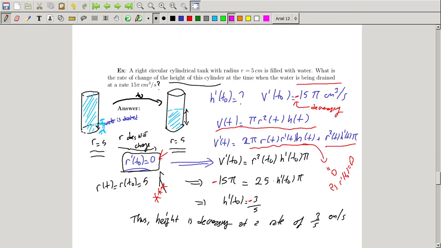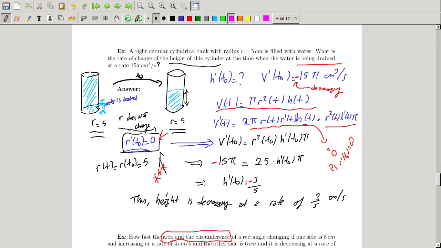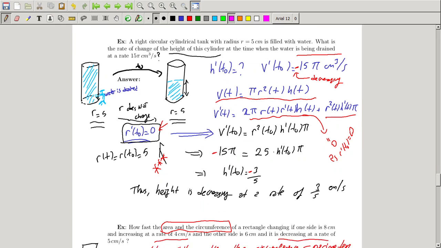Okay, we have another cylinder question, but this question is different from the other one. That's why I want to solve it. If you look at the question, a right circular cylinder tank with radius 5 is filled with water. So we have water up to the top level. Okay, we have now the following. What is the rate of change of the height of this cylinder?